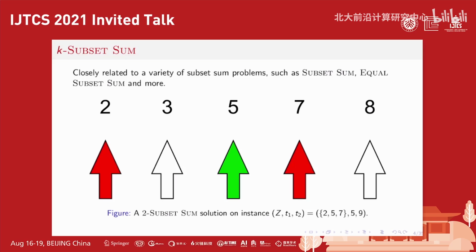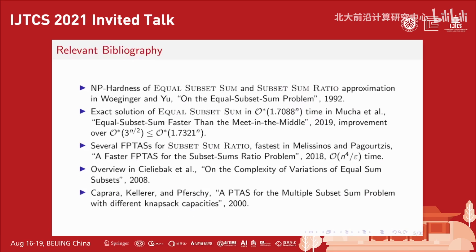The problem is essentially like having k knapsacks where we try to fill each knapsack exactly to a given value. Here, for example, we seek to determine whether there are two disjoint subsets where the first subset sums up to 5 and the second sums up to 9. There are many early works regarding many relevant problems, but also many interesting and recent developments, such as the one regarding the equal subset sum problem, but also the FPTAS for the subset sum ratio problem.